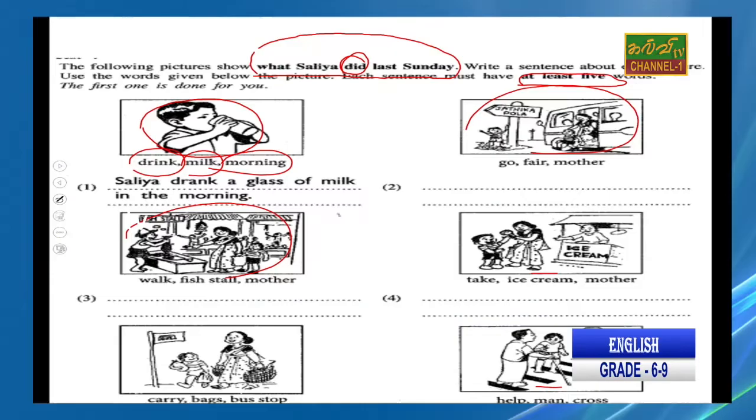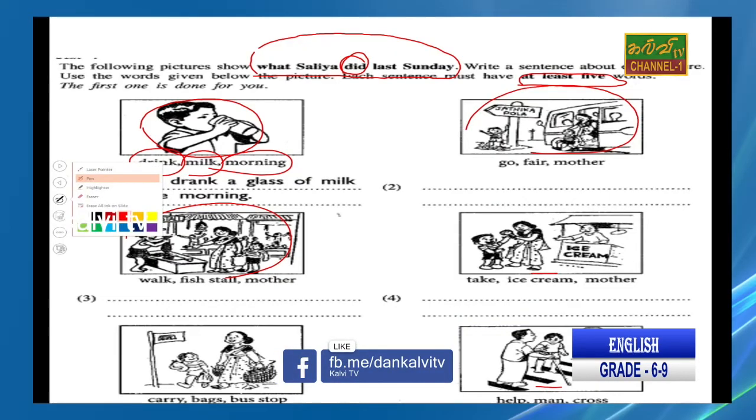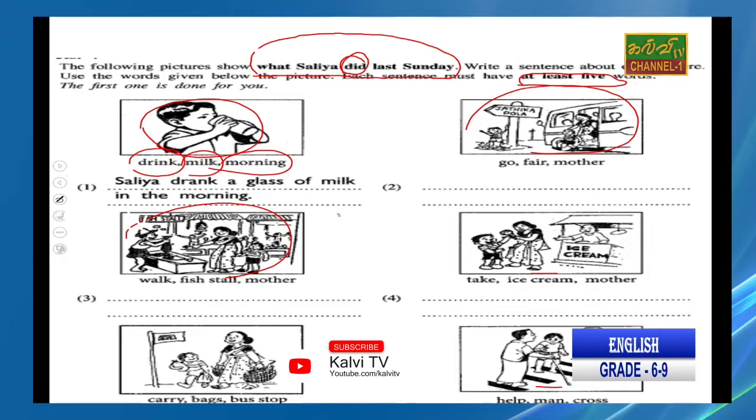Using these words, I can use them with a different color. Salia drank a glass of milk in the morning. Drink has been given as the past tense, drank. Milk has been given as a glass of milk. Morning has been given as in the morning. So here, dear students, you can see 1, 2, 3, 4, 5, 6, 7, 8, 9. There are 9 words in the sentence.